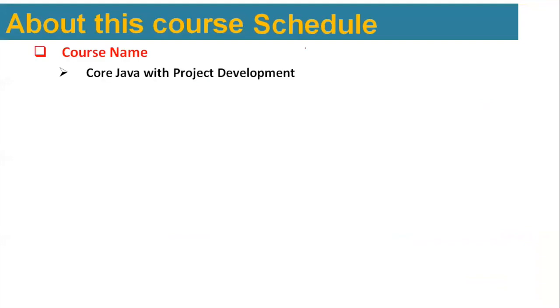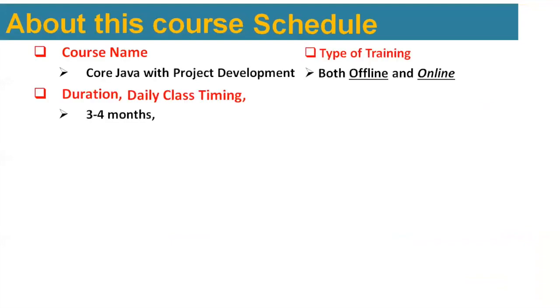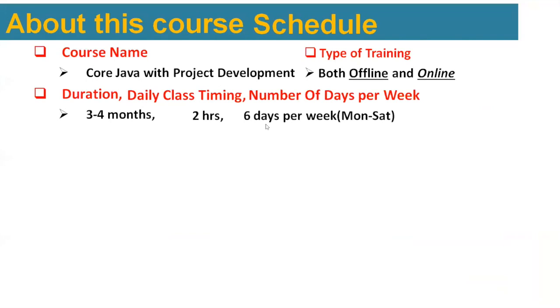This is our syllabus, what I told you. No videos, everything is a live class. One more time I am revising our course: Core Java with project development. For your batch, I also added Python. Both offline and online, duration 3 to 4 months, including holidays and all. Daily class timing is 2 hours, 6 to 8. Number of days per week, 6 days, Monday to Saturday. And the fee will be 2,500.